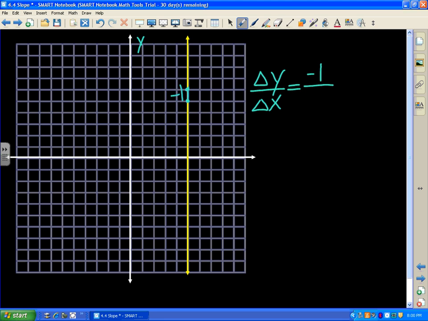And the change in x, how far left or right does it move? It doesn't move at all left or right. There is no change in x. So we're going to put 0 on the bottom. And using our number sense here, we know that you cannot have 0 on the bottom of a fraction. So therefore, we call this one, it has an undefined slope. So vertical lines will have an undefined slope.